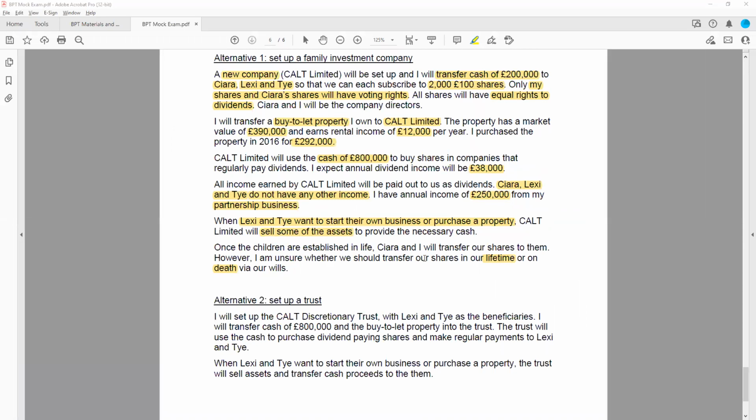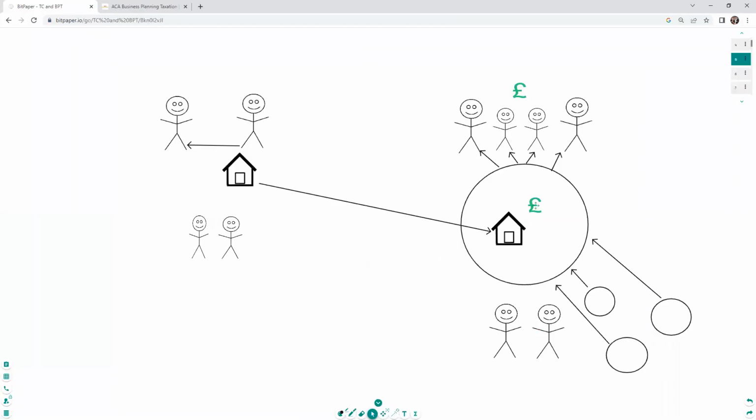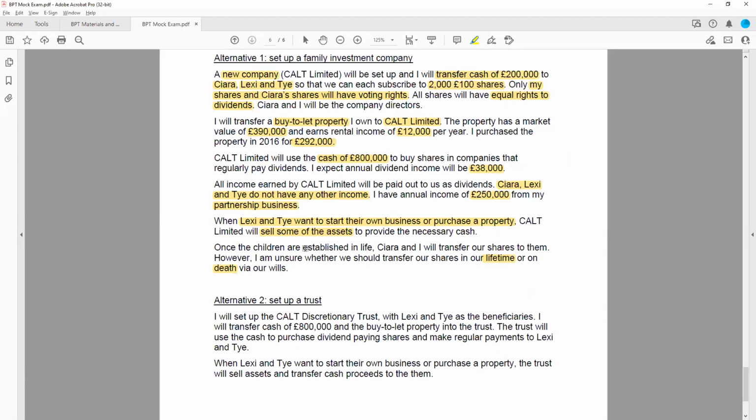So they sell some of the assets, and not all of them. If they sell the property or some of the shares, there would still be some shares or some property in the company. And then we're told once the children are established in life, Kira and I will transfer our shares to them. However, I am unsure whether we should transfer our shares in our lifetime or on death via our wills.